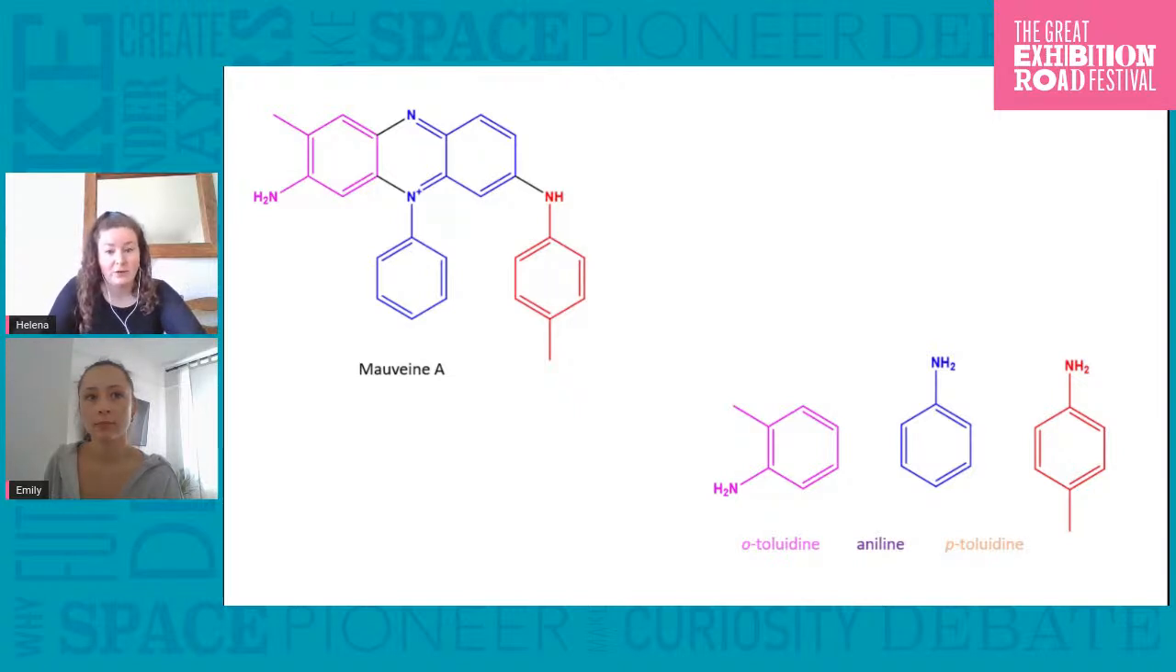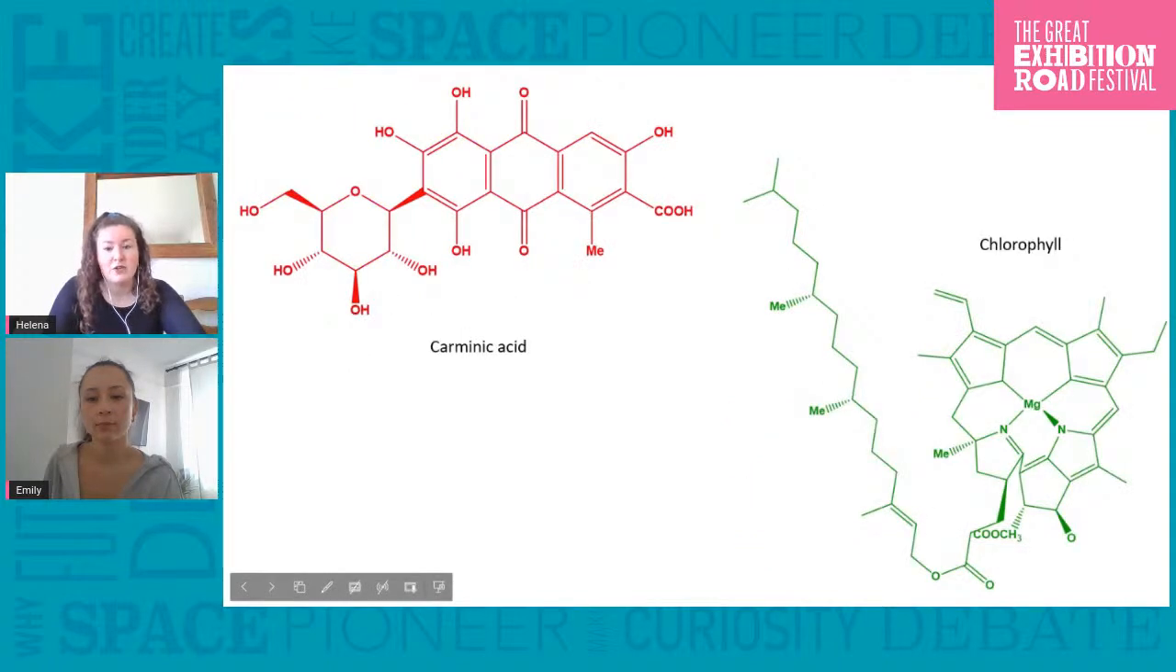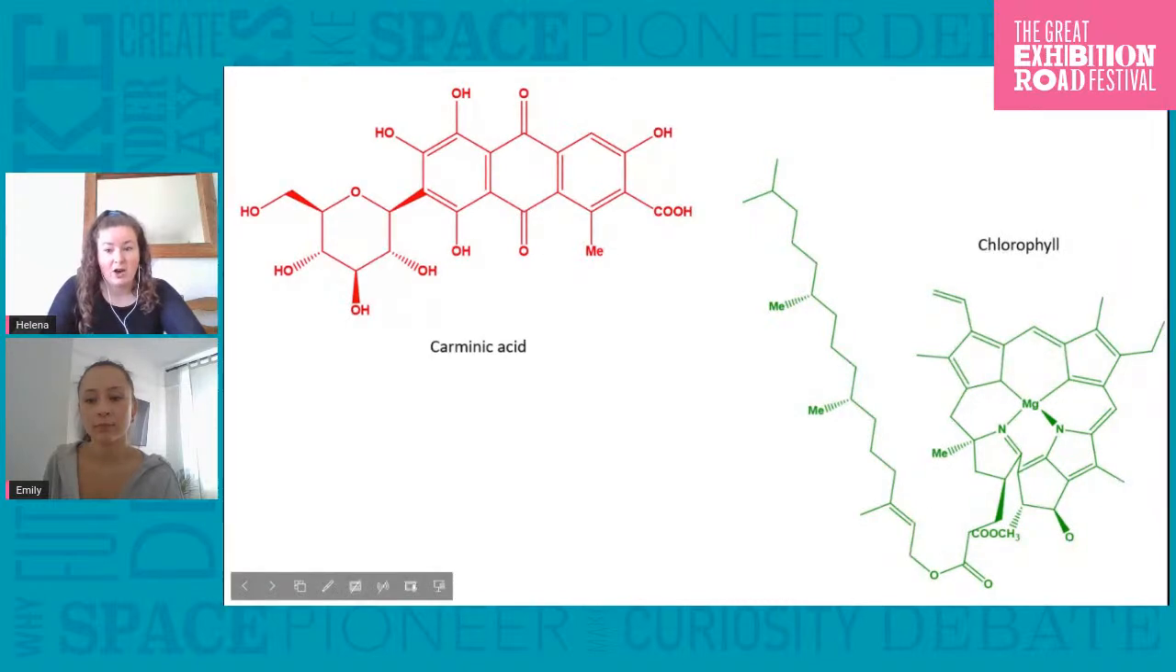I've color-coded the different molecules so that you can hopefully see how they come together to form mauveine A, like a puzzle, essentially. In chemistry, a lot of making new things involves this, taking smaller molecules that already exist and combining them into making bigger molecules. So here on this slide are some natural dyes. So hopefully you can see that these are much more complex structures than mauveine A.